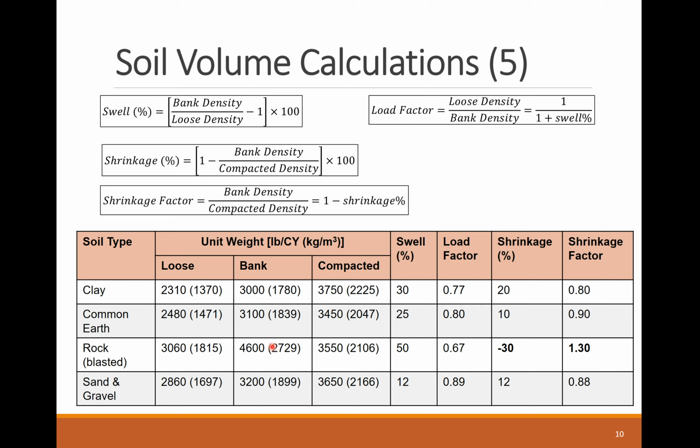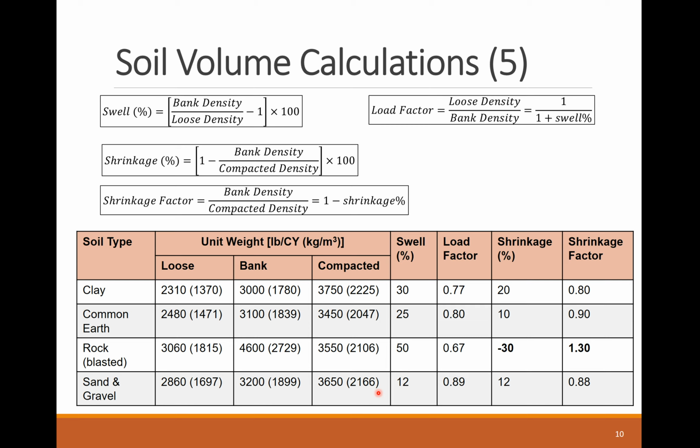You can see the big differences between the loose densities of different soils, ranging between 2310 up to 30,060 pounds per cubic yard. But in the compacted state, the density deviation between the different soils decreases as the air voids are reduced.